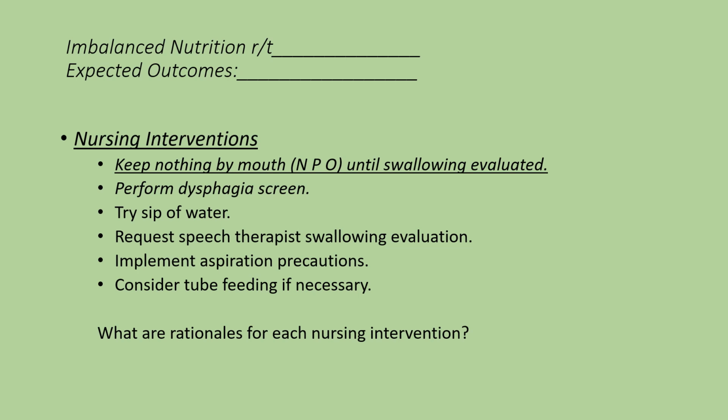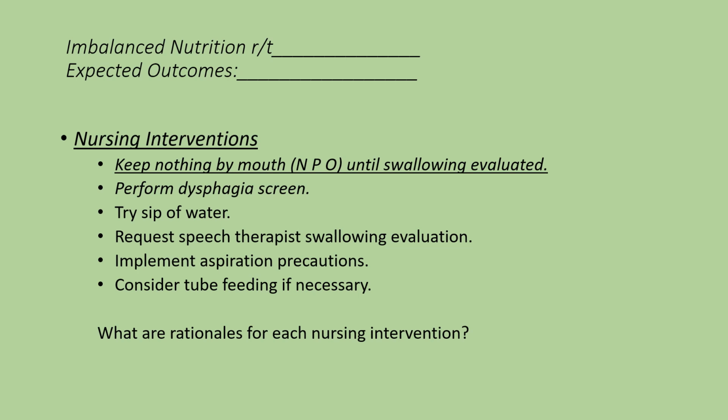Here's one right here. This is imbalanced nutrition, nursing diagnoses. So why is this so important? It is related to less than body requirements related to impaired swallowing and motor deficits. Expected outcomes: the patient will maintain adequate nutrition without aspiration, as evidenced by stable weight and appropriate level for height, and no signs or symptoms of aspiration.